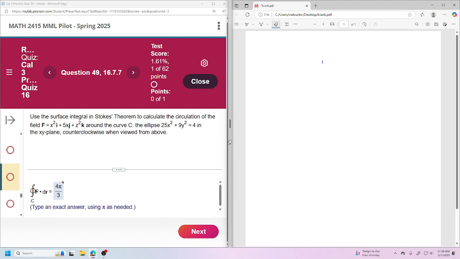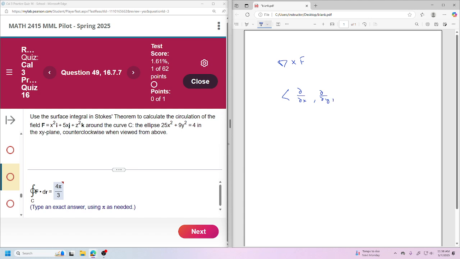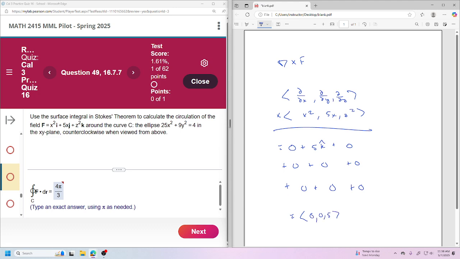Find the curl. Back up. Okay, here we go. So del x, del y, del z, cross, and then this stuff here: x squared, 5x, z squared. Always start with a 0. In terms of x, we get a 0. In terms of y, we get a 0. In terms of z, we get a 5k. Oh my goodness. Yay! That's nice.